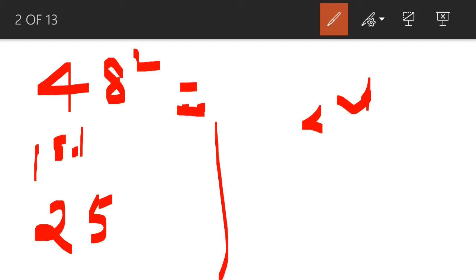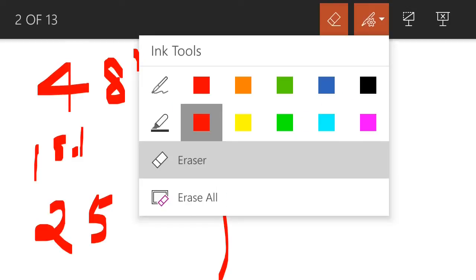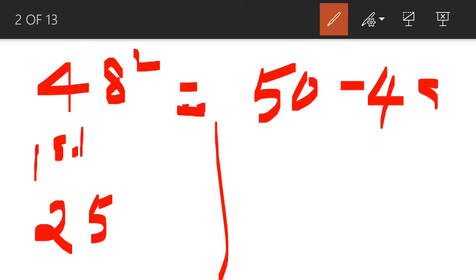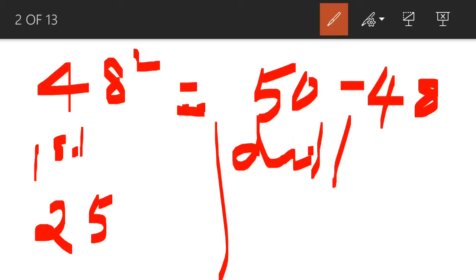So we need to calculate the square. For that we need the difference from 50 of the number which has been given. What is the difference? The difference is 2. So we got the difference as 2, and we have to subtract the 2 from the first part.